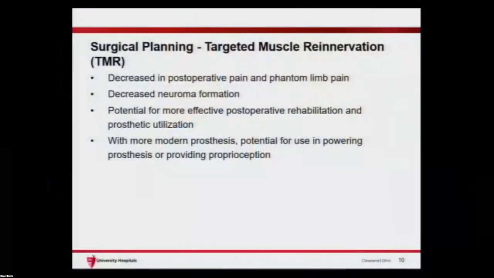Another thing that I'm a big proponent of in these patients is targeted muscle reinnervation, or TMR. We've seen this in other amputees, that it decreases postoperative pain as well as phantom limb pain. You see a decrease in neuroma formation, which then potentially enables more effective postoperative rehabilitation as well as prosthetic use in the postoperative period. With more modern prostheses, there's also potential then to adapt this for the use of potentially powering prostheses or providing proprioception. So if a patient hasn't had TMR from a prior amputation and we're performing this, I would always recommend for our plastic surgeons to then perform this at the time of our first stage.